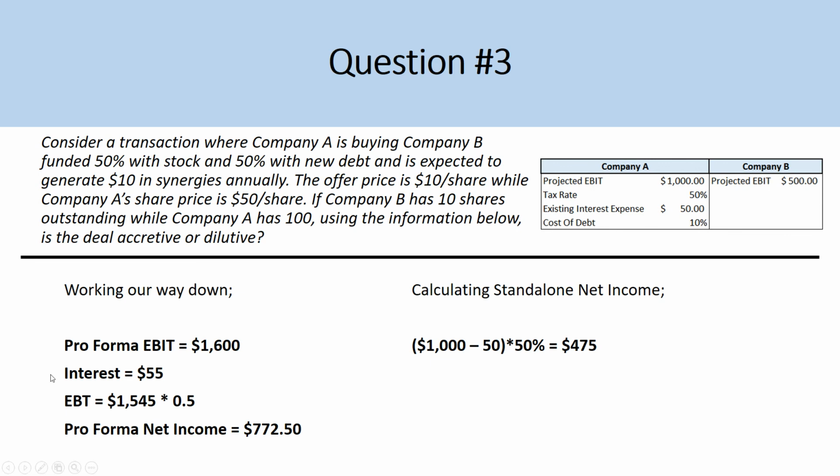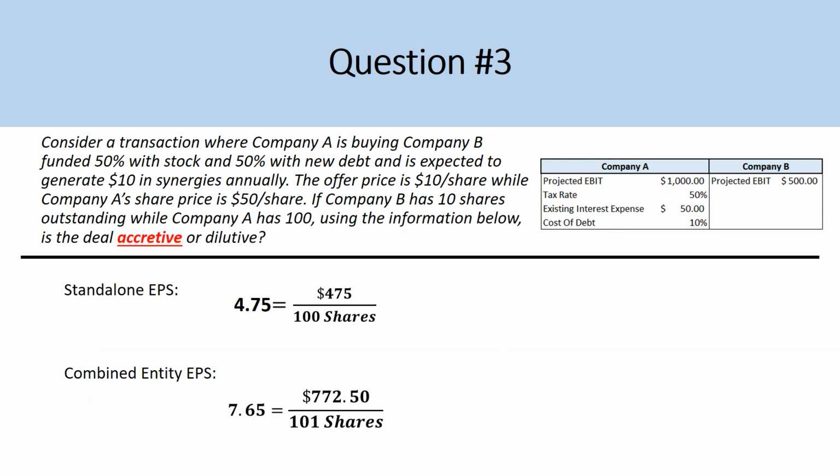Yes, so now we have our pro forma EBIT of $1,600. We have the new interest expense of $55, right? So our earnings before tax is $1,545, right? So 1,600 minus 55. And then you multiply that by the tax rate, which is 50% in this example, easy peasy. So our pro forma net income would be $772.50, right? And then we can divide that by the number of new shares.